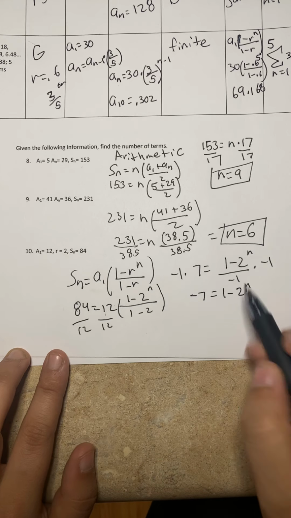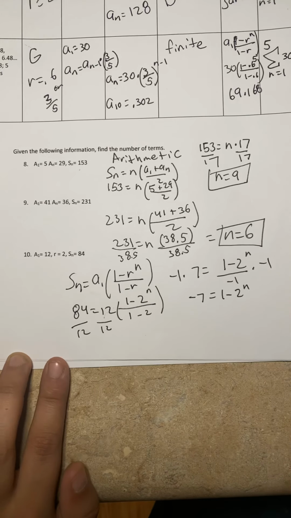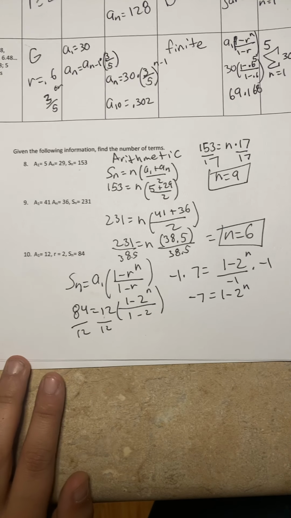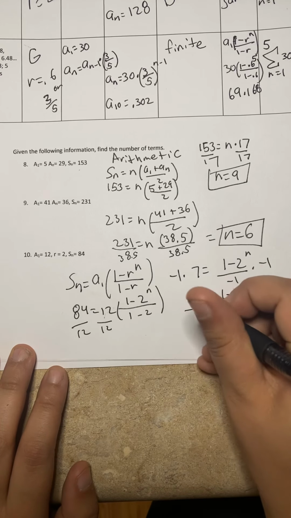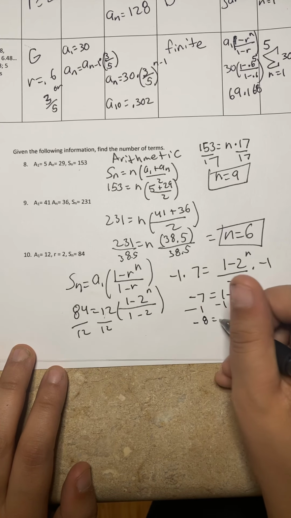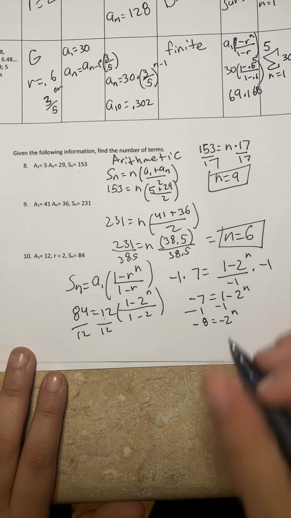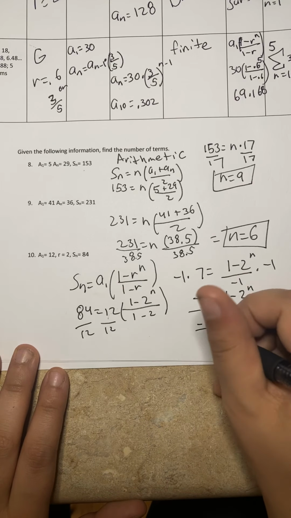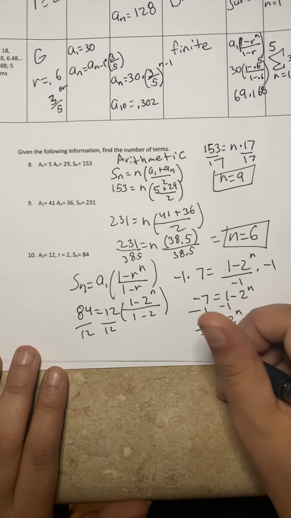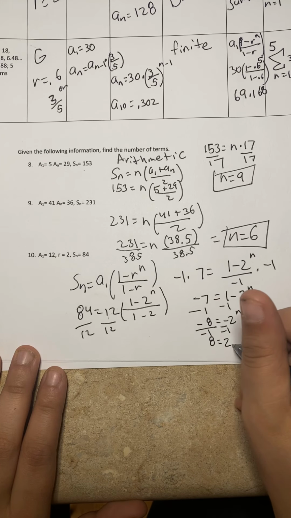Then we need to start getting this exponential by itself, because this is going back to our logarithmic functions. We subtract 1 from both sides. So that's negative 8 equals negative 2 to the n power. And before you can turn it into log form, you have to divide by negative 1 because we have to make it positive. So that's going to become 8 equals 2 to the n power.